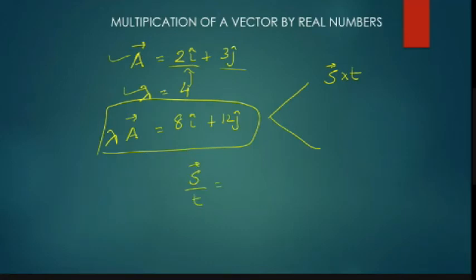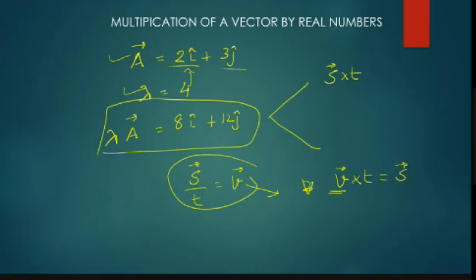Ashish. Sir, displacement by time, velocity. Velocity. So from here I need multiplication. So I can write it as velocity into time is equal to what I will get, displacement. Yes, sir. So here a vector multiplied by a scalar is equal to displacement.